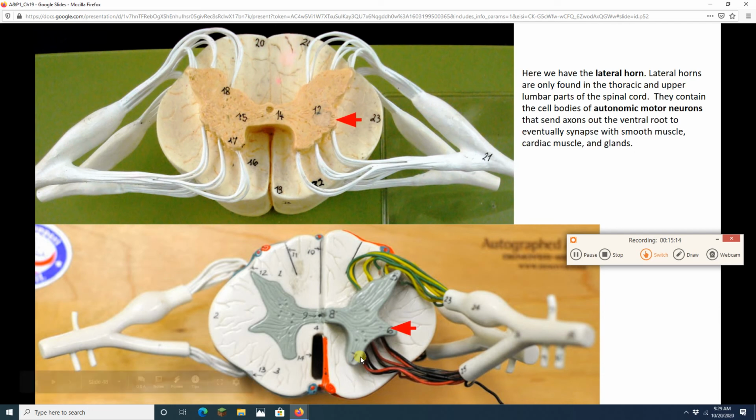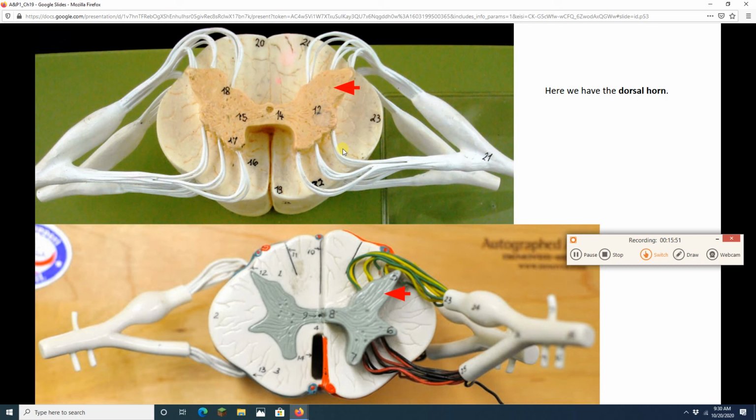Now in this model, we also see a pair of lateral horns, one on each side of each spinal cord here. The lateral horns are found in thoracic and upper lumbar cord. They're going to contain cell bodies of autonomic motor neurons. So ventral horn has somatic, lateral has autonomic, and these autonomic motor neurons are going to send axons out that ventral root going towards effectors like smooth muscle, cardiac muscle, and glands.